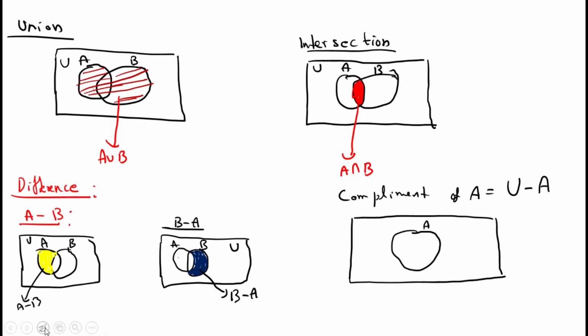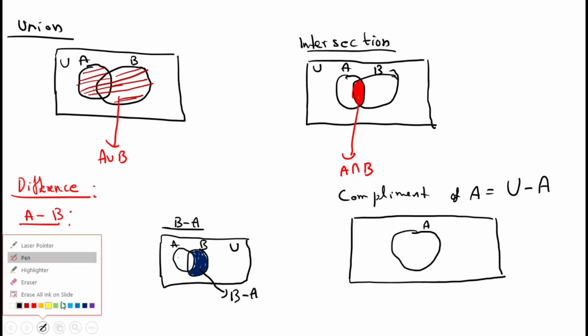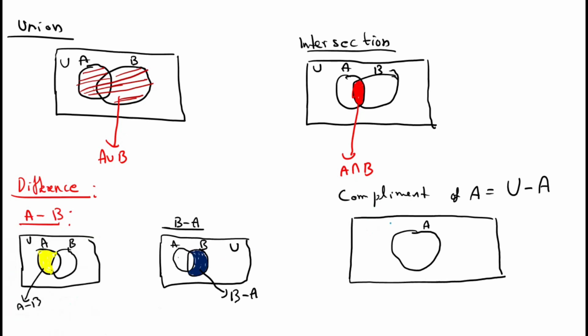Then A complement means A is not included: all the elements of universal set where A is not included. From the universal set you need to remove A, then only this much part you are getting. Here see A is not included, you need to remove set A. This shaded part we call A complement, or U minus A.